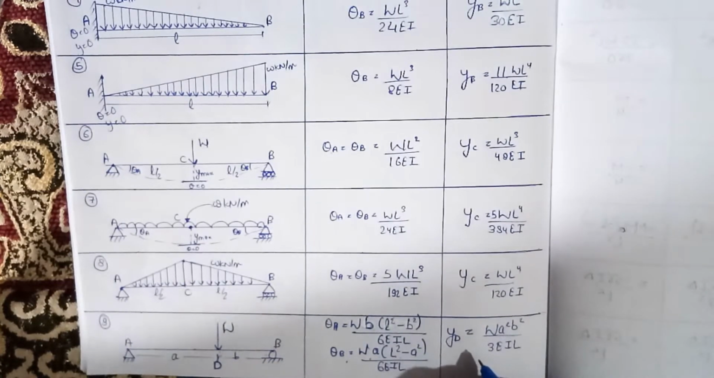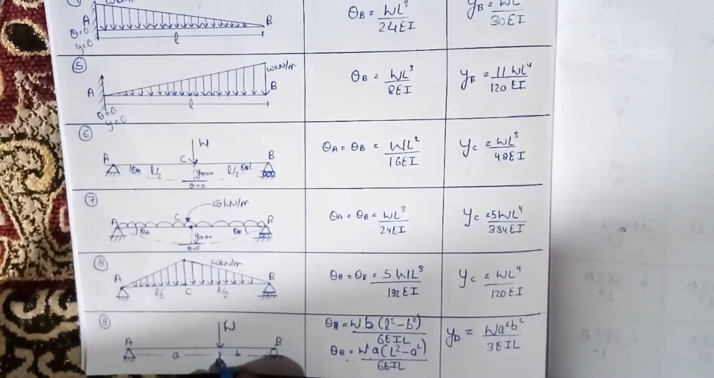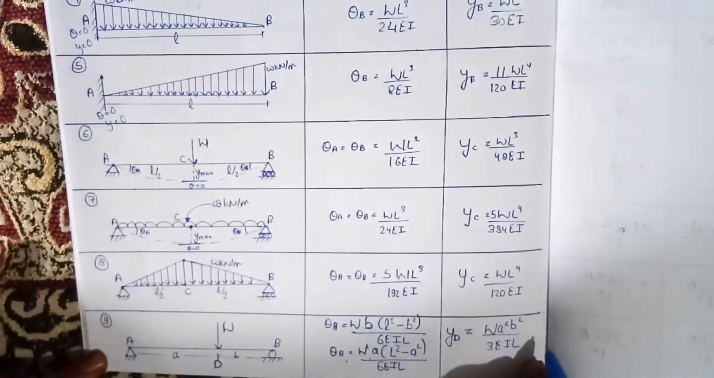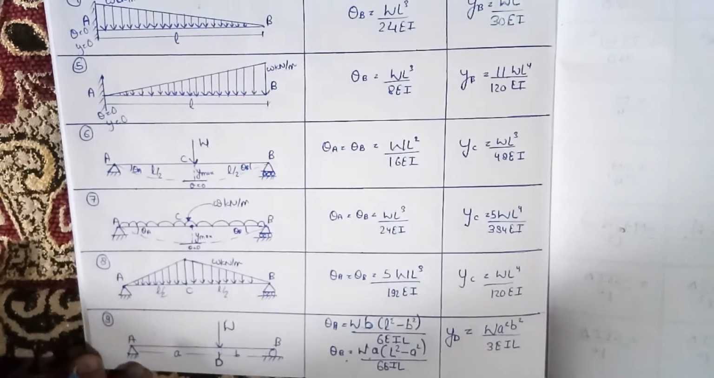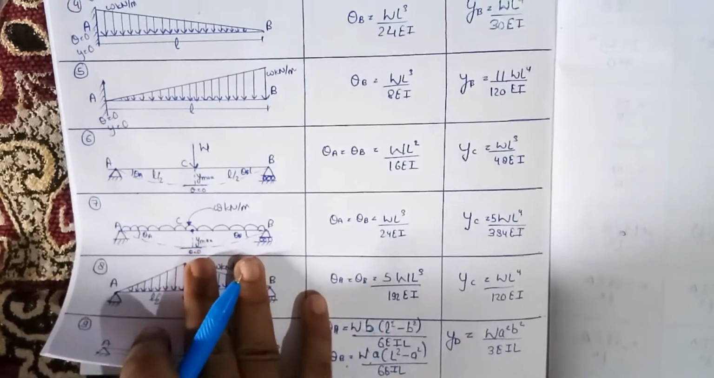So the value of the deflection at this point D will be equal to WA square B square upon 3 EIL. Its value is WA square B square upon 3 EI L. This is our 9th case. Next we will see our 10th case.